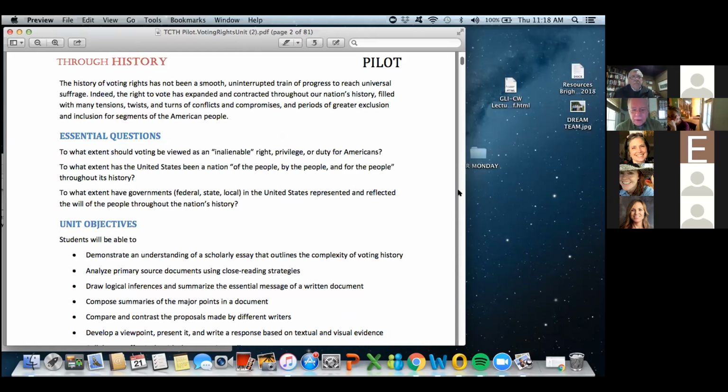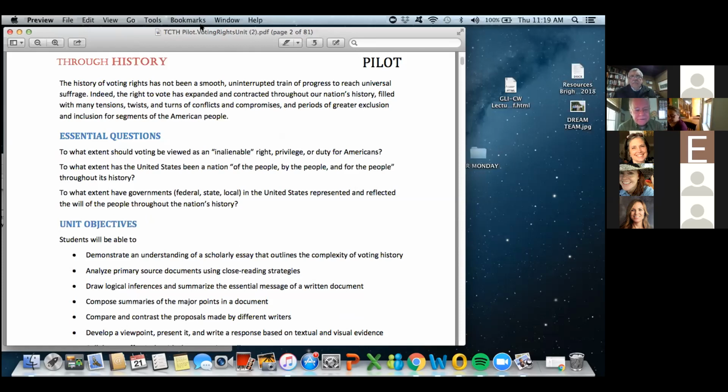So those are all federal government initiatives, and then of course the Voting Rights Act of 1965. One of the things that we want students to see that's focused and framed by the essential question is, to what extent has the United States been a nation of the people, by the people, and for the people throughout its history? Who was eligible to vote at any particular era of time? Who was included? Who was excluded?